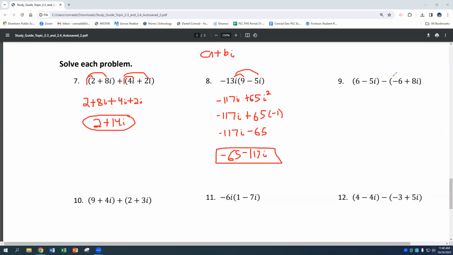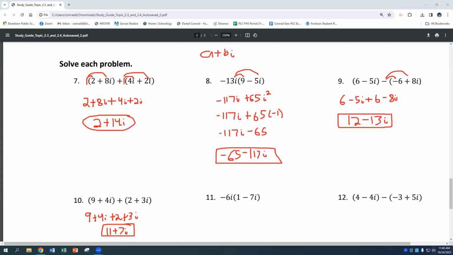Okay, the next one we're subtracting, so we need to distribute that negative. So 6 minus 5i plus 6 minus 8i. So that's going to give us, let's see, 12 minus 13i. Okay, the next one, we're adding. So 9 plus 4i plus 2 plus 3i. So if we add those together, that's going to give us 11 plus 7i. Okay, that should be an i at the end there.